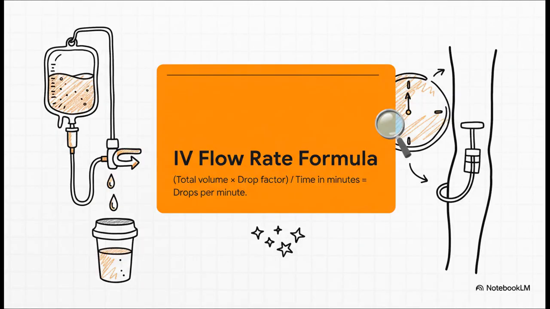This is it. This is the key formula you need to burn into your memory. To figure out the drops per minute, or GTT/minute, you take the total volume of the IV fluid in milliliters, you multiply that by the drop factor, which is on the tubing package, and you divide all of that by the total time for the infusion, and this is key, the time has to be in minutes.